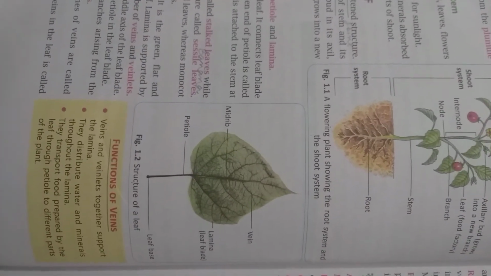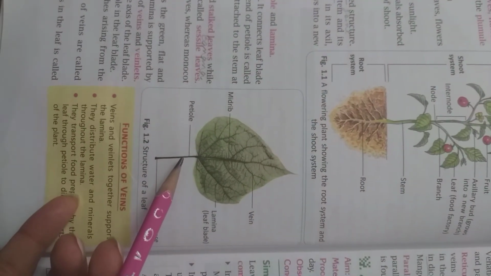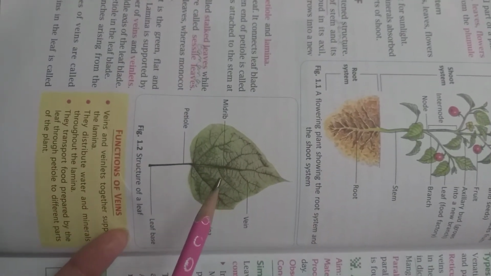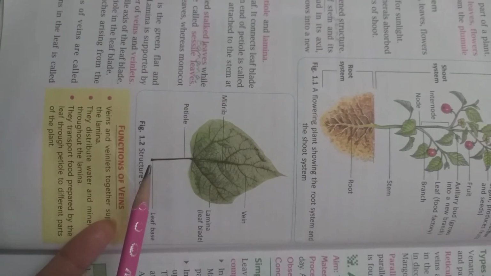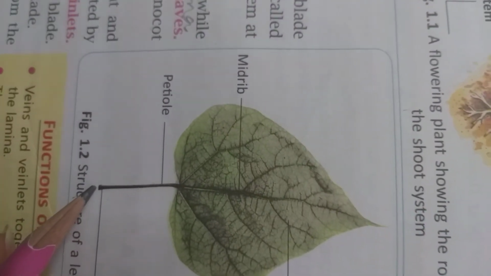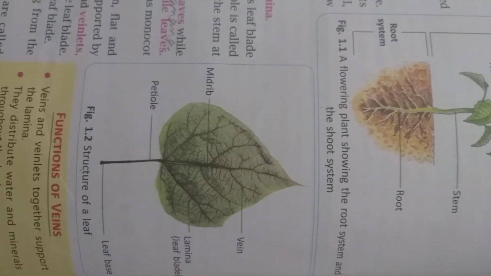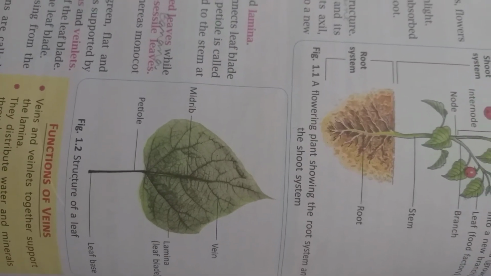We'll take up the structure of the leaf. When we talk about the leaf, this is what we see. Now, any leaf, when we look at it, we have a petiole. This is the lamina. The broadened part, the flattened part, is called the lamina. And the stalk, which is attached to the stem, is called the petiole. At the base of the petiole, you can see a thickened portion here. That is called the leaf base. The leaf base is attached to the stem. That is why it is broadened and it is attached to the stem.